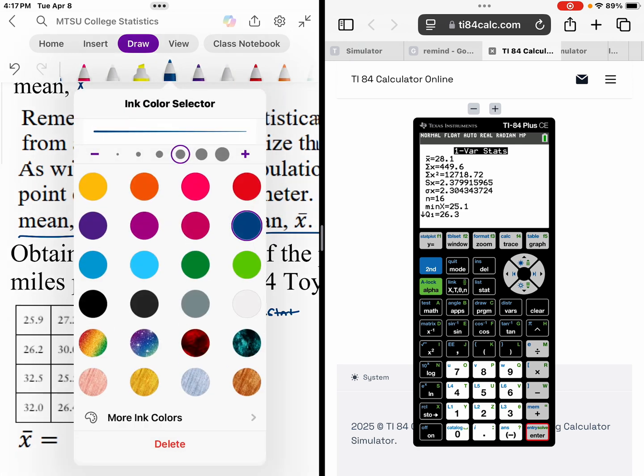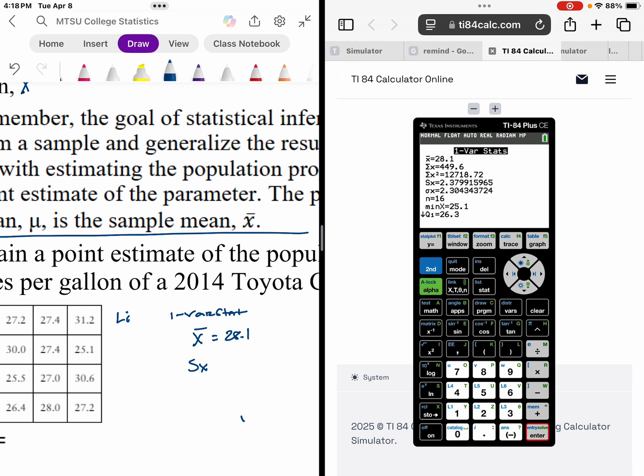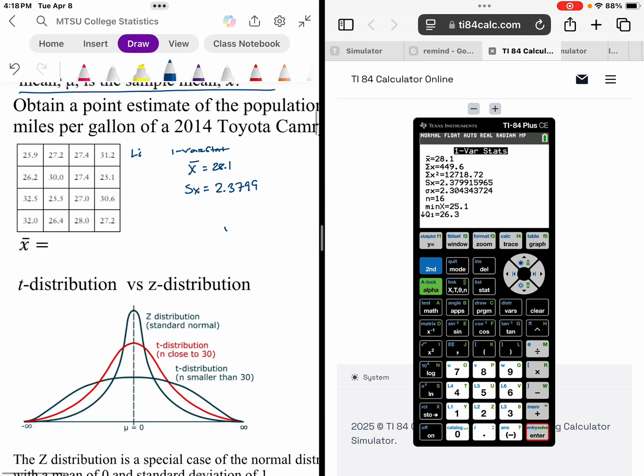Again, let me get my pen tool going. That's equal to 28.1, and my s sub x, good idea to get this one too, is 2.3799. Just in case we need it some other time down the road. So there's my point estimate, x bar.